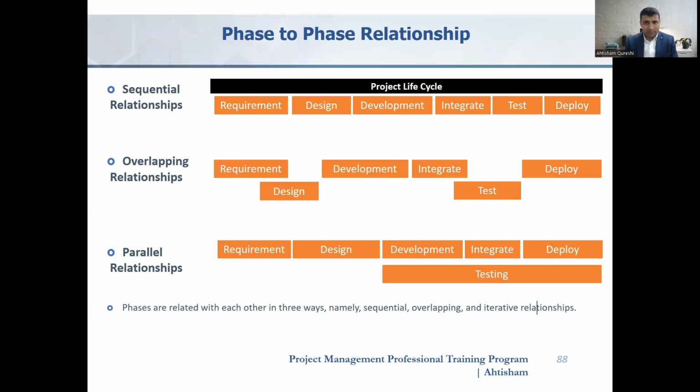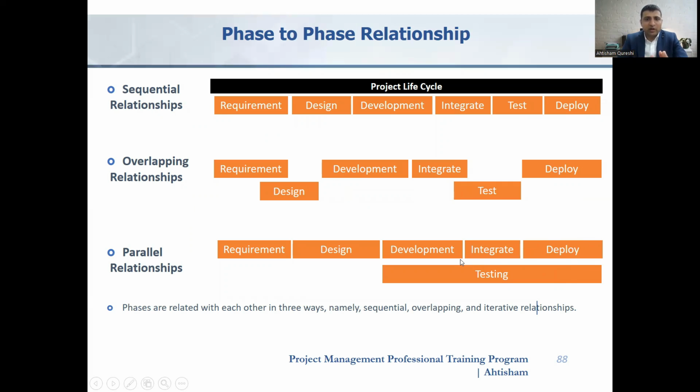We can do some overlap. Meanwhile, while we are gathering the requirements, we can start preparing the design, and then we will call it an overlapping relationship. And then when we do development and integration, we start the testing in parallel, and then we deploy. So it can be called an overlapping relationship. And the phase-to-phase relationship can also be parallel. For example, if we did the requirement gathering, design, and then during development and integration we started the testing at the same time, in parallel, and it continued till we deployed the solution.